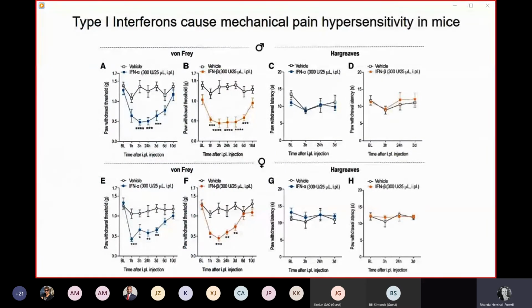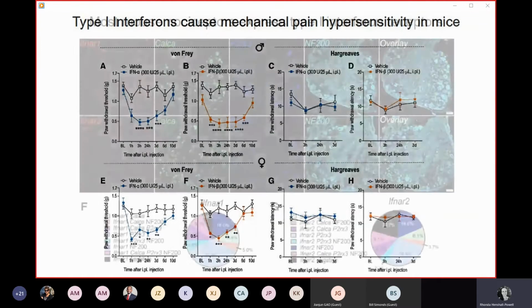So we used mice for these studies. And what we did at first was just simply to use naive mice, male and female mice. You can see male mice on the top, female mice on the bottom. And we gave them injections of either interferon alpha or interferon beta, which are the two major type 1 interferons. And you can see that injecting these into mice causes a fairly long-lasting mechanical hypersensitivity. Interestingly, they don't seem to cause thermal hypersensitivity, so they're relatively selective, at least in mice, for the mechanical pain pathway.